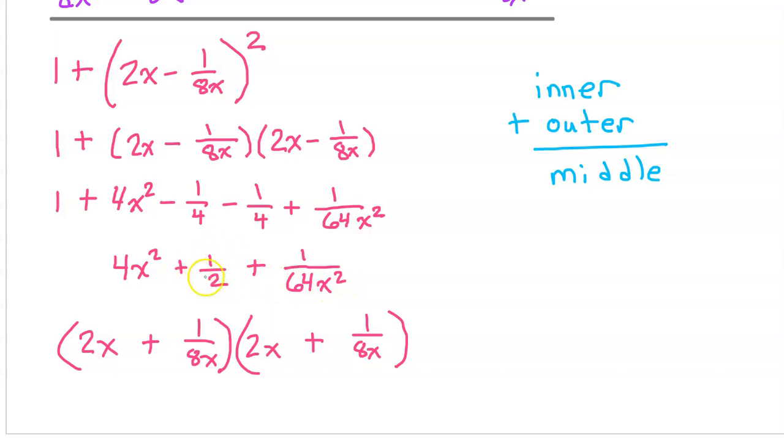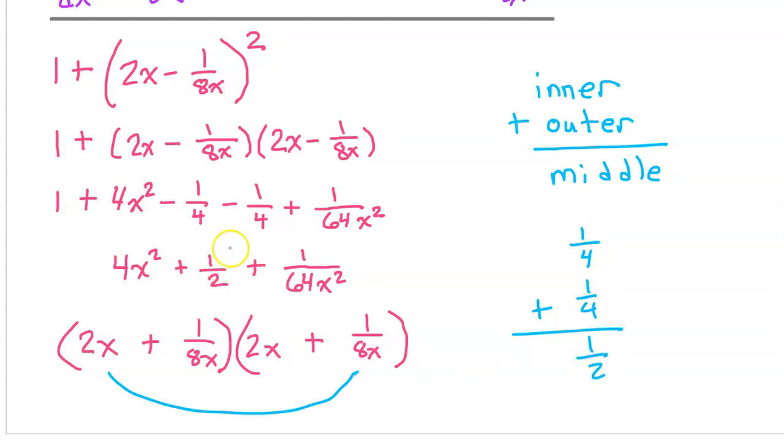The only thing we have to worry about is the middle term of 1/2. So we just need to make sure that the inner terms plus the outer terms give you this middle term. When I say inner, I'm talking about the product of these two. So if I multiply 2x times 1 over 8x, that gives me 2x over 8x, which reduces down to 1/4. So for inner, I have 1/4. Well, what about outer? That's the exact same product, so of course I'm going to get 1/4 again. And 1/4 plus 1/4 is 1/2. In other words, inner plus outer does equal the middle, so this works out.